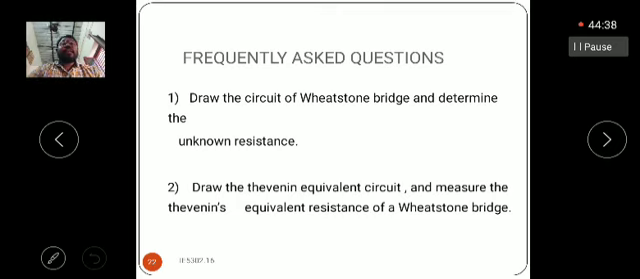Then this is the important concept. We must know Thevenin's equivalent circuit. That means the bulk circuit is converted into Thevenin's equivalent circuit, and we can easily find the load response and the load voltage, and also calculate the power delivered to the load. Everything can be measured with the help of Thevenin's equivalent circuit.